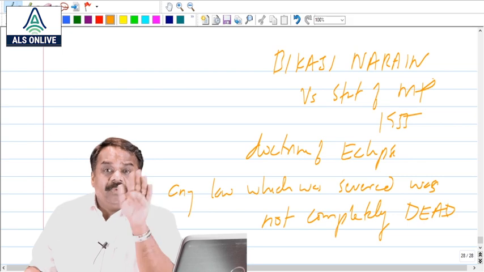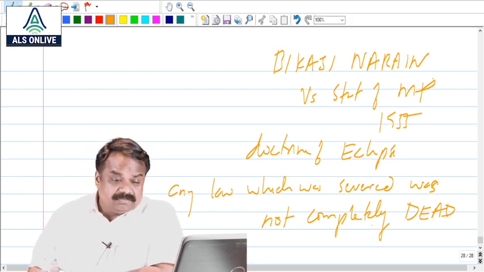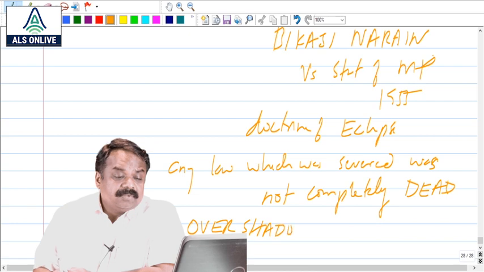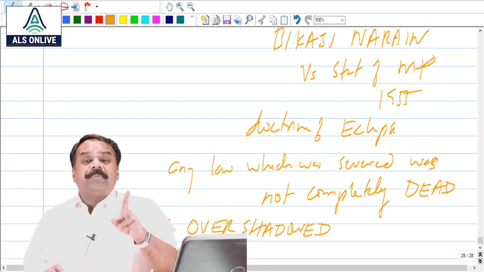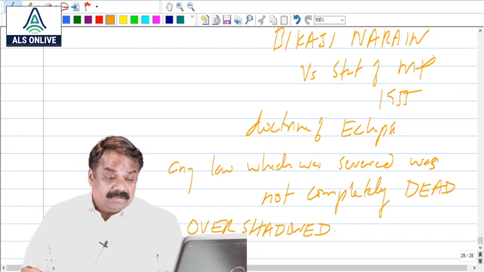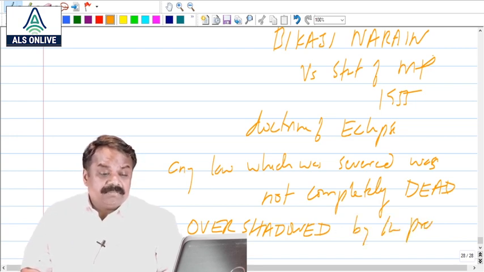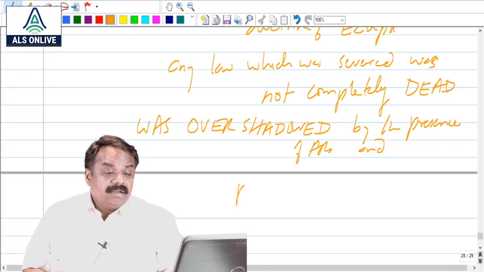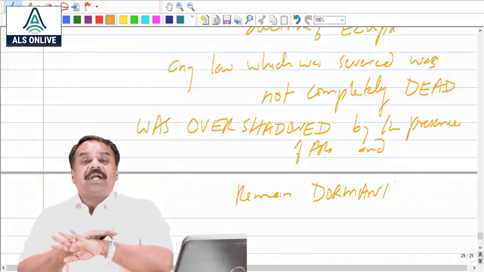It was only overshadowed by the presence of fundamental rights. Please note that the severed portion was overshadowed by the presence of fundamental rights, and it remained dormant. So it was not completely dead. It was not dead altogether. In fact, it was overshadowed by the fundamental rights and it remained dormant.